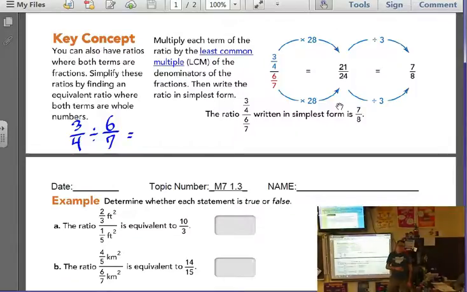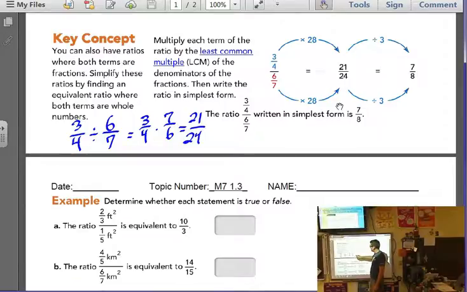So, we keep, change, flip. This becomes 3/4 times 7/6. And we get 21 over 24. Those can be reduced each by... and what can they each be divided by? 7. And we get 3 over 4. Wait, no, that's not correct. 7 times 4 is 28. What can they be reduced by?